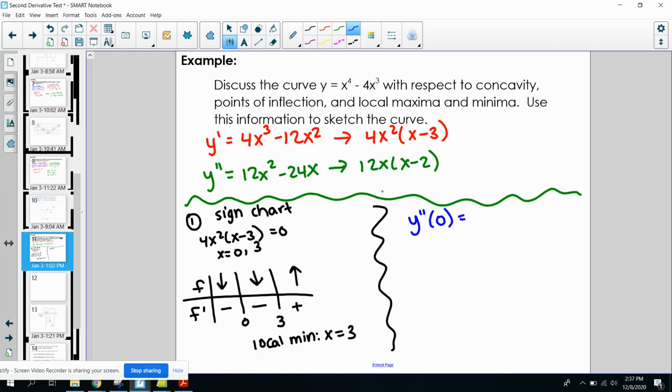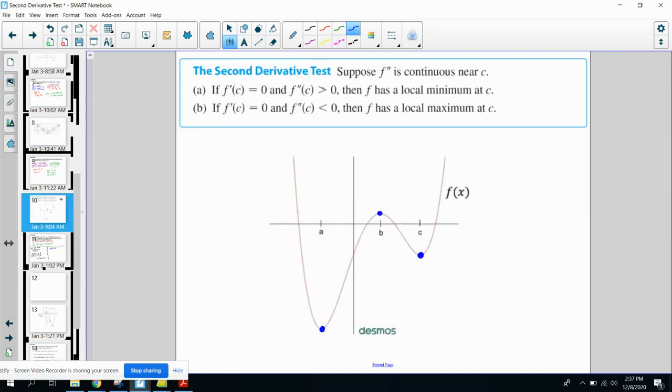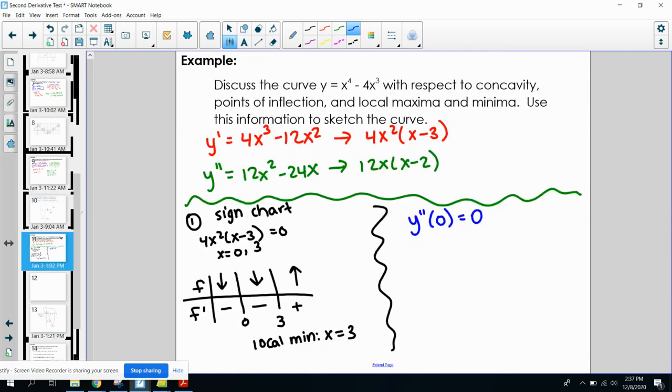So I'm going to plug 0 into the second derivative. This is going to give me 0 times -2, which is 0. Okay, that doesn't help me because in the second derivative test, it says it has to be greater than 0 or less than 0. So when it's equal to 0, it's not going to be anything. So that we ignore.